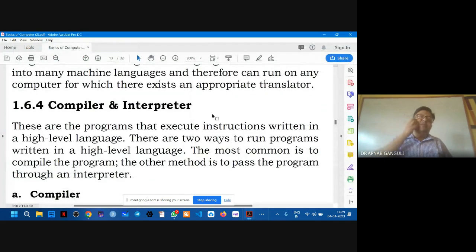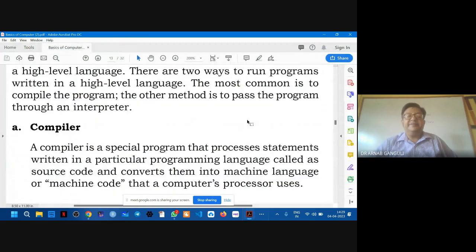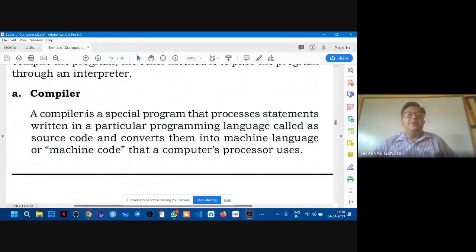So this is a compiler and an interpreter. A compiler is a special program that processes statements written in a particular programming language, called source code. What you saw there, that was my source code. That protein is equal to C was the code which I put.